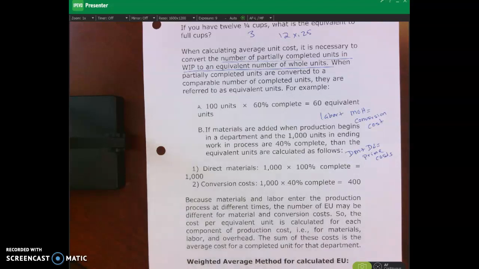Now here's the thing that I was saying earlier: if materials are added when production begins, all the materials are added at the beginning of the process. That means we are 100% done with respect to materials. It's kind of like if you're making lemonade from a mix, and I'm timing you. You put all the water into the jar, you put the mix into the jar, and then I say time. You're stopped. At that point, it's not finished, right? Because you haven't mixed the lemonade.